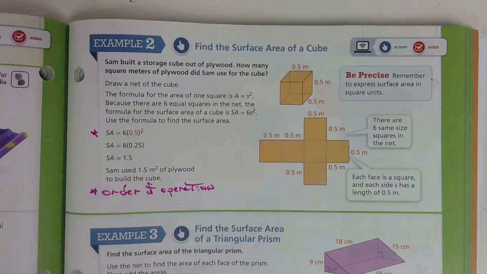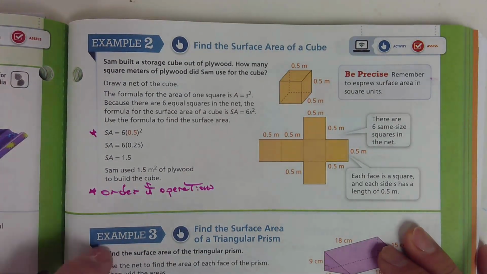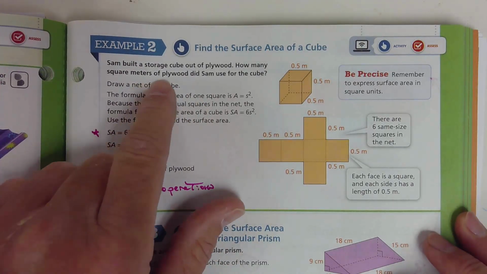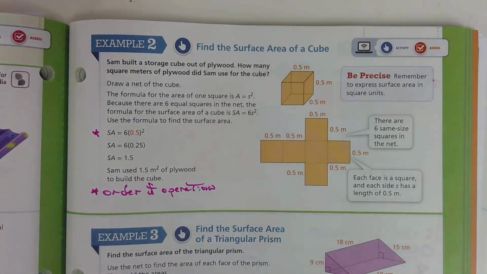All right, let's look at example 2 here. Sam built a storage cube out of plywood. How many square meters of plywood does Sam use for the cube?